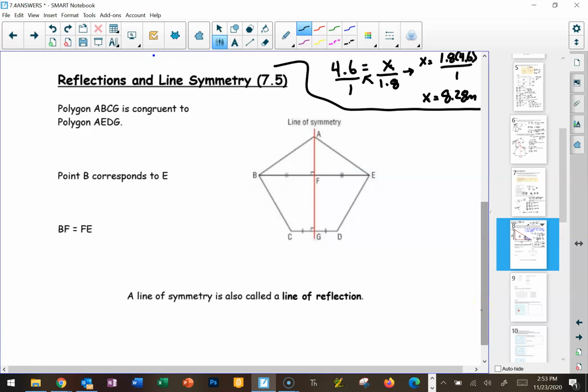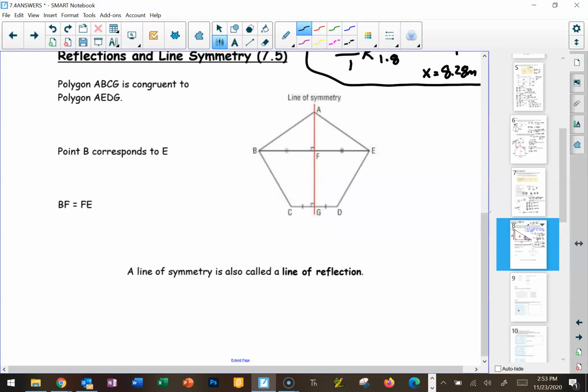Reflections and line symmetry, 7.5, that'll be another lesson. So hopefully you've got enough information to do the practice questions from 7.4 from the textbook.